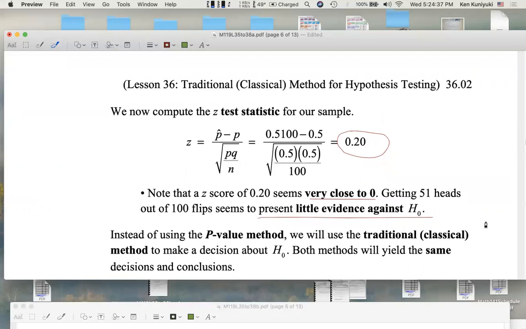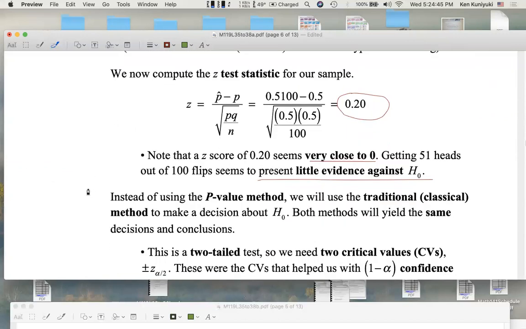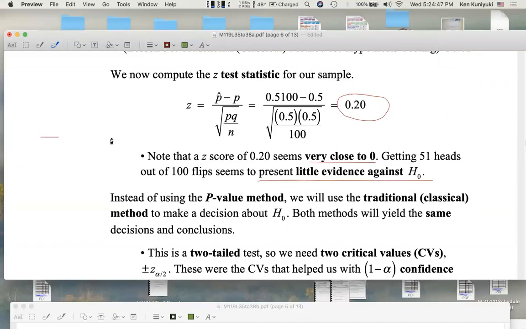And before we used the p-value method, where we found the probabilities in relevant tails. In this case, well, it's a two-tailed test. So yeah, it's a two-tailed test. So we'll do this whole jazz. Positive 0.2, negative 0.2. It was a huge, huge p-value. Huge. No way we're going to reject the null. No way it's less than alpha.